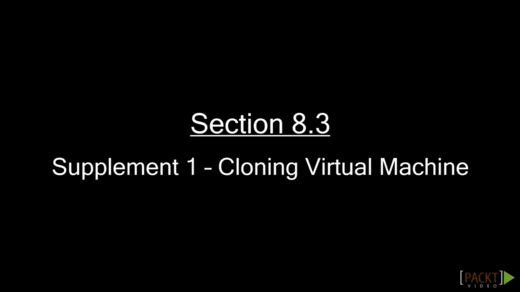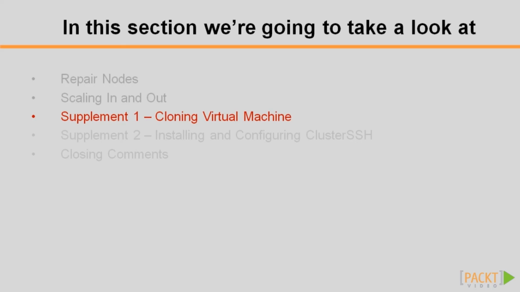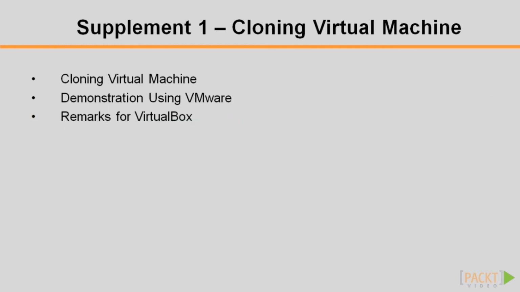In this video, I'm going to prepare a virtual machine as a seed node for cloning 2 more VMs to form a Cassandra cluster. I'll make use of the clone feature provided by VMware Workstation to do the task. Other similar virtual machine management software, such as VirtualBox, also provides such a clone feature. I'll highlight the major steps of cloning a VM in VirtualBox, however, you may consult its documentation for further details.